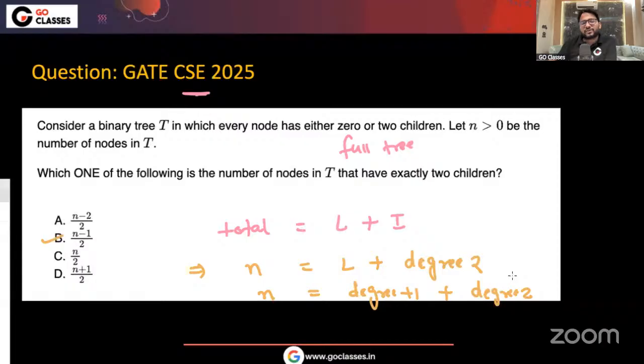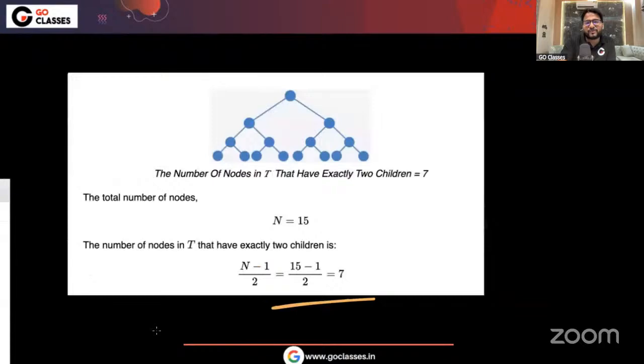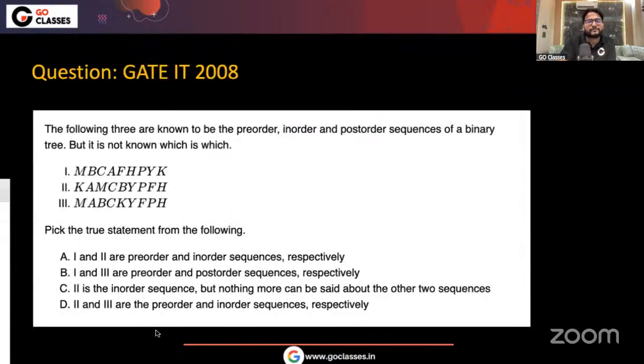See, using this theorem, they have asked many questions. Very recently, they have asked this question. Last year only they have asked this question. So maybe more than 5 times they have asked using this theorem. So that's why this is one of the favorite theorems for GATE.